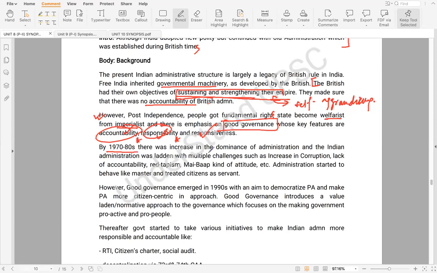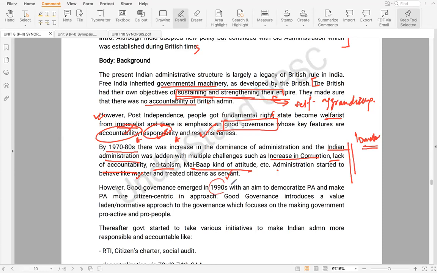By the 1970s and 80s, there was an increase in the dominance of administration, and Indian administration was laden with multiple challenges. Because it's a 10 marker, you cannot draw a separate heading for the challenges of the Indian bureaucracy. You just do it in the form of a paragraph. The challenges such as increase in corruption, lack of accountability, red tapism, a mai-baap kind of attitude, etc. Administration started to behave like master and treated citizens as servants.